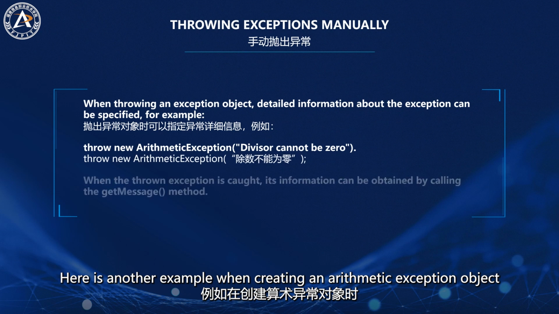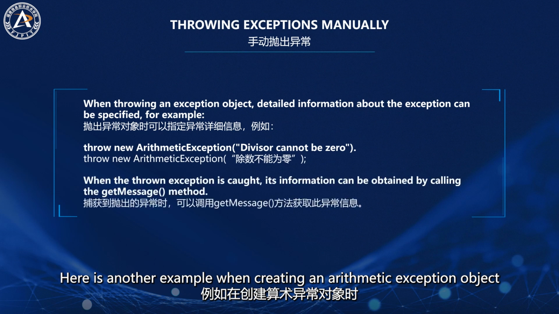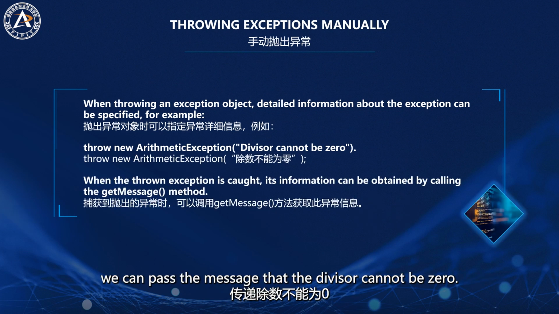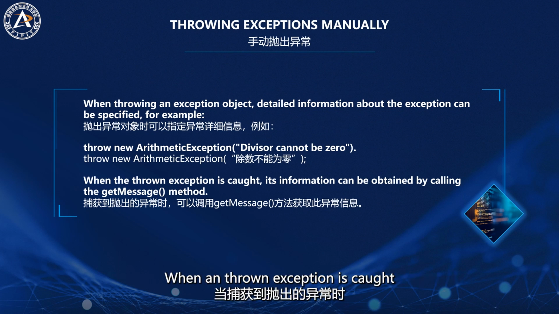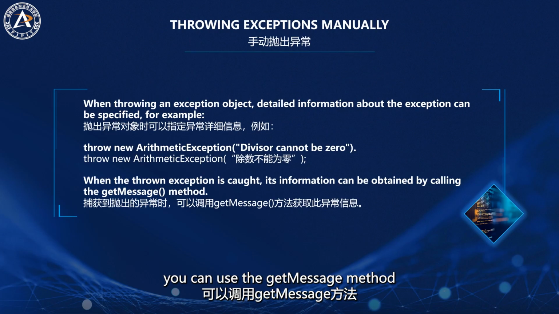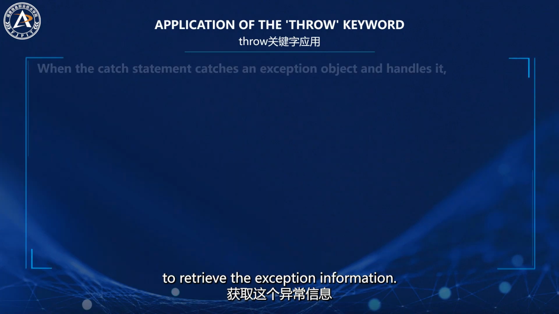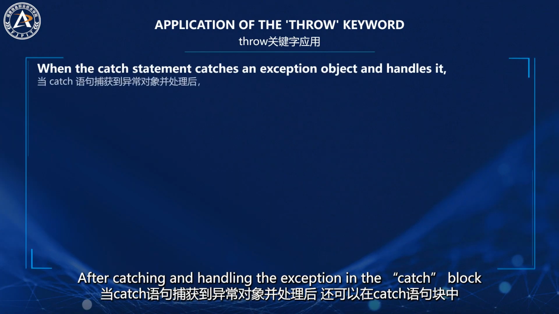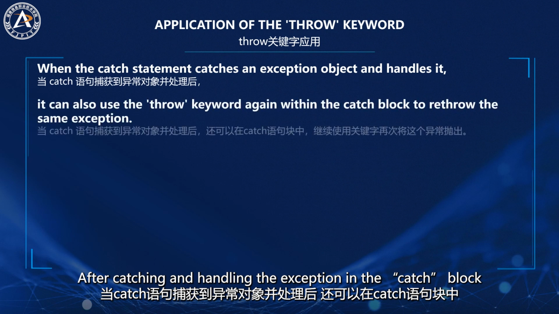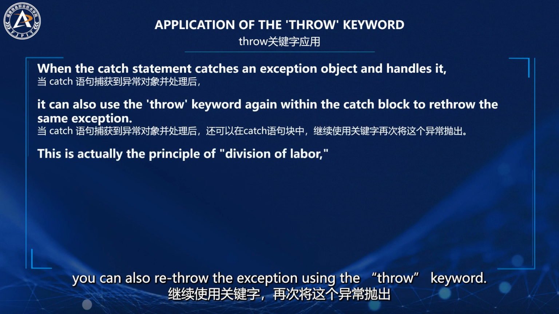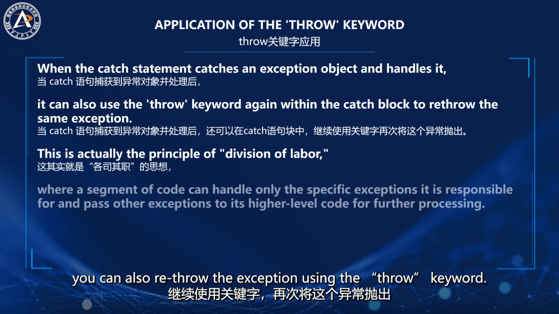When throwing an exception object, you can specify detailed exception information. Here is another example. When creating an arithmetic exception object, we can pass the message that the divisor cannot be 0 when the exception is thrown. You can use the getMessage method to retrieve the exception information. After catching and handling the exception in the catch block, you can also rethrow the exception using the throw keyword.